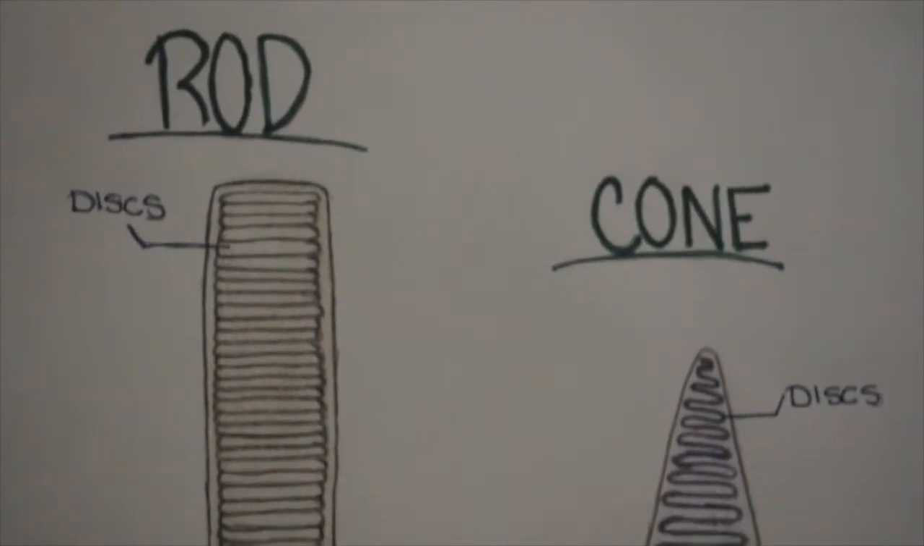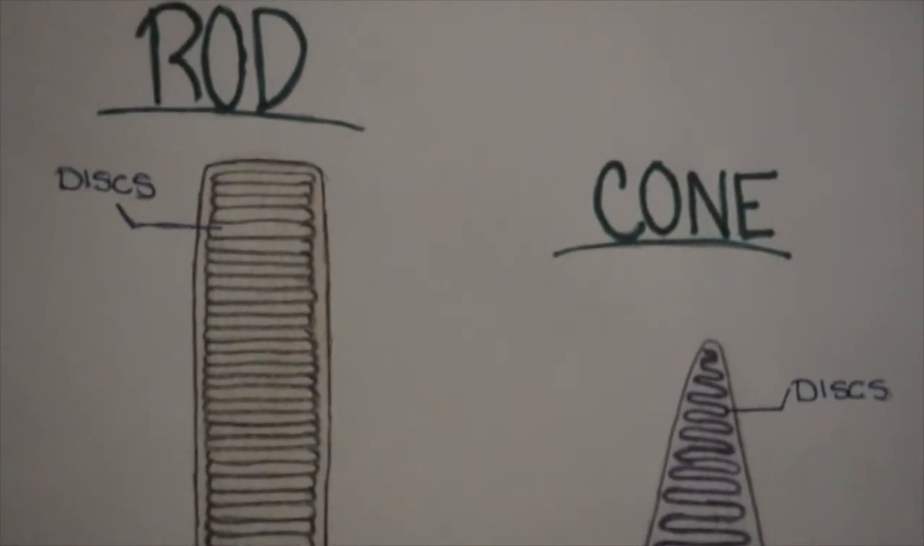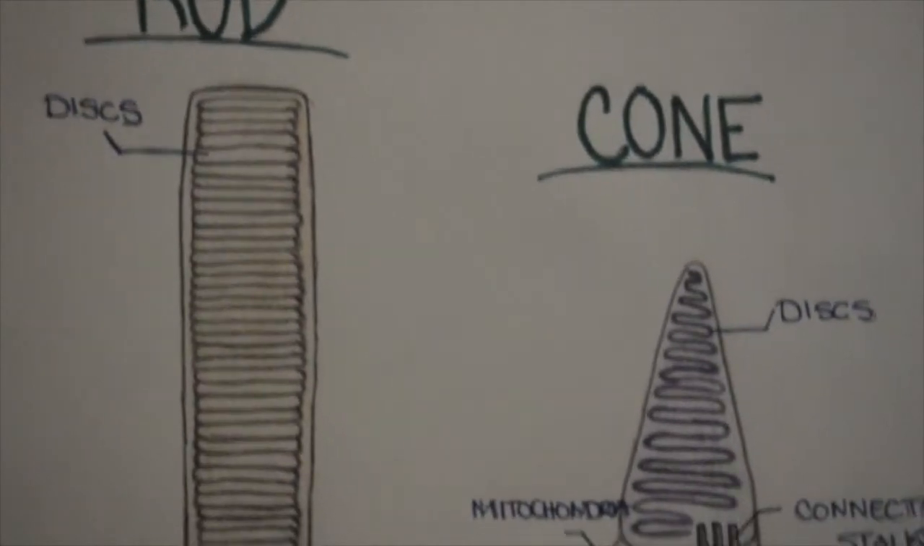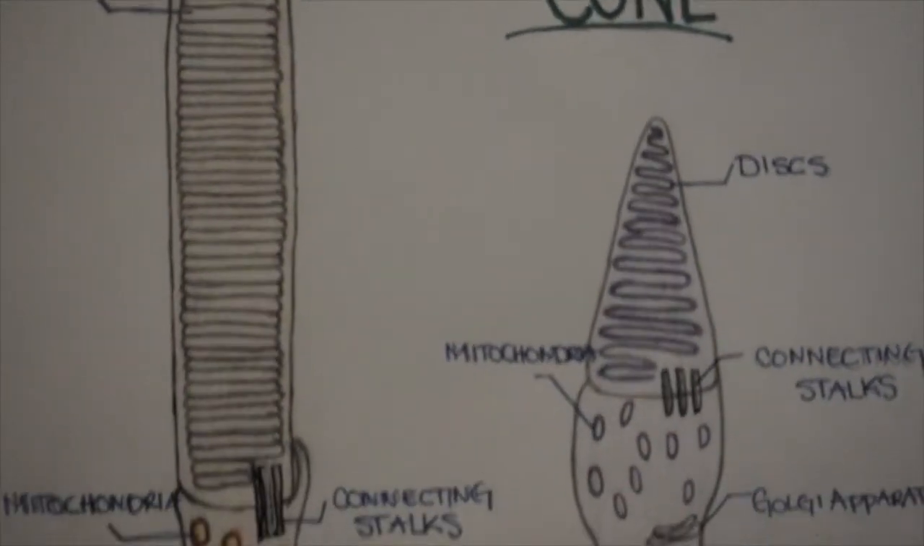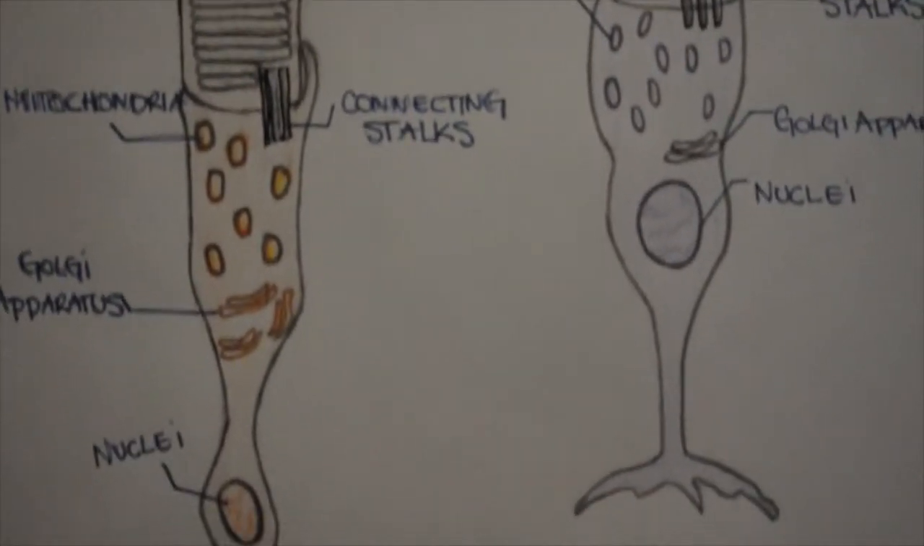The retina contains rods and cones. Rods help our eyes adapt in the dark, and cones help us see color. Both rods and cones contain discs, connecting stalks, mitochondria, Golgi apparatus, and nuclei.